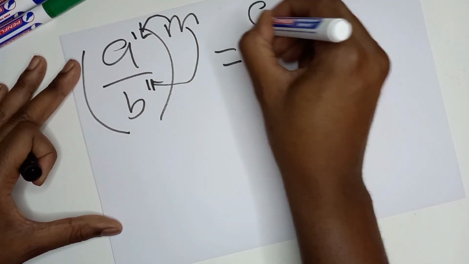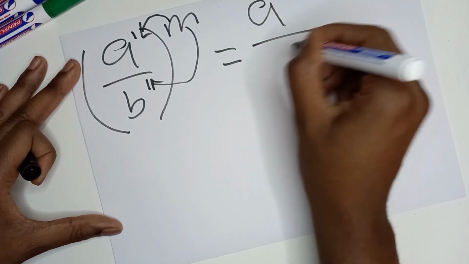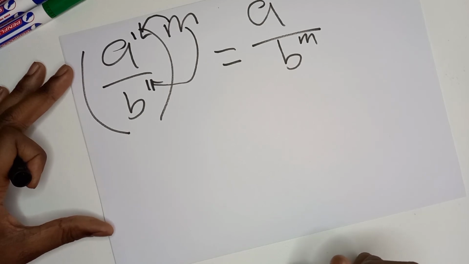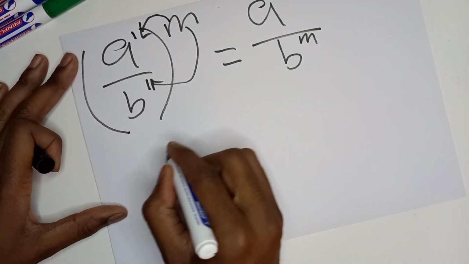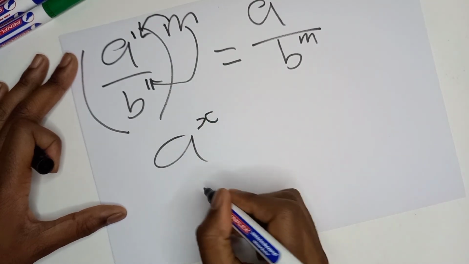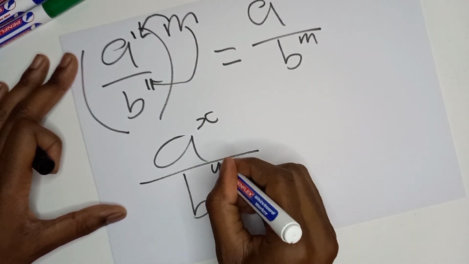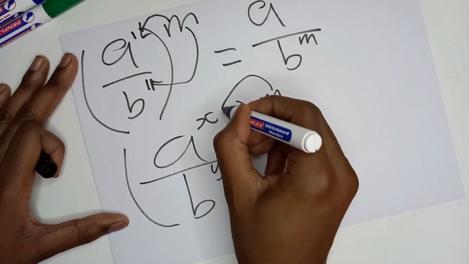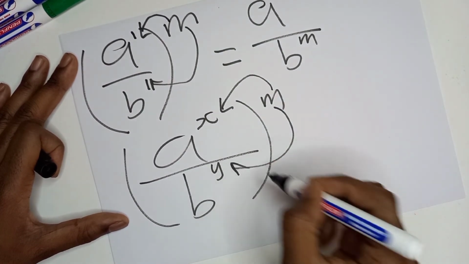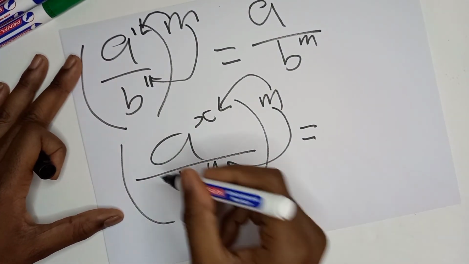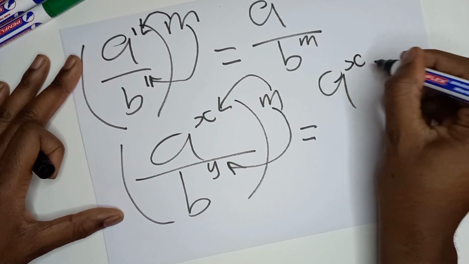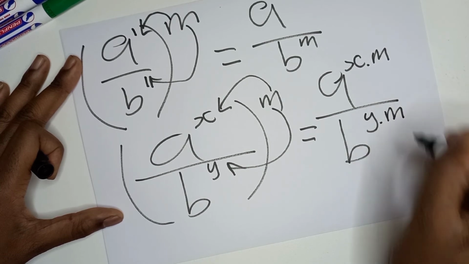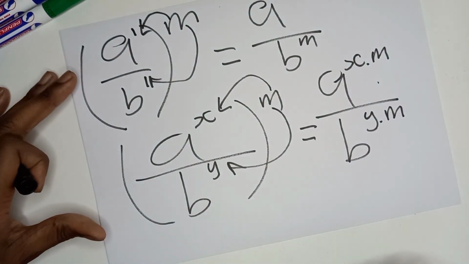Then you'll have a to the exponent of m divided by b to the exponent of m. Again, if you had something like a to the exponent of x, all divided by b to the exponent of y, all of it to the exponent of m, it would be the same thing. The m will multiply the x and the y. And what you will have at the end is a to the exponent of x times m, divided by b to the exponent of y times m. And that would be your answer.